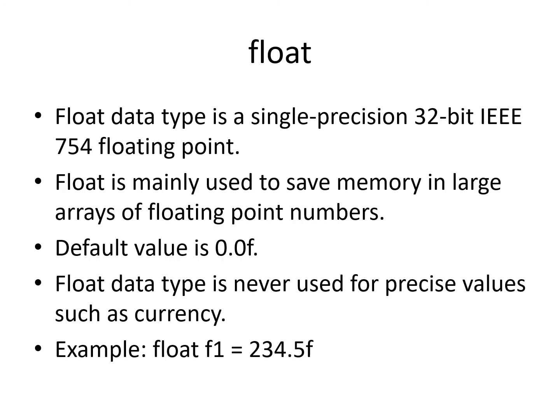Now coming to the next category, float. Float data type is a single precision 32-bit IEEE 754 floating point. Float is mainly used to save memory in large arrays of floating point numbers. Default value is 0.0f. Float data type is never used for precise values such as currency. Example of float is given as float f1 equal to 234.5f.